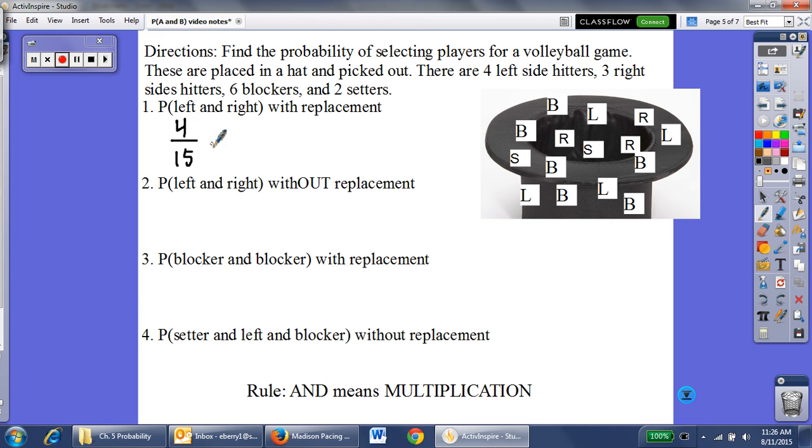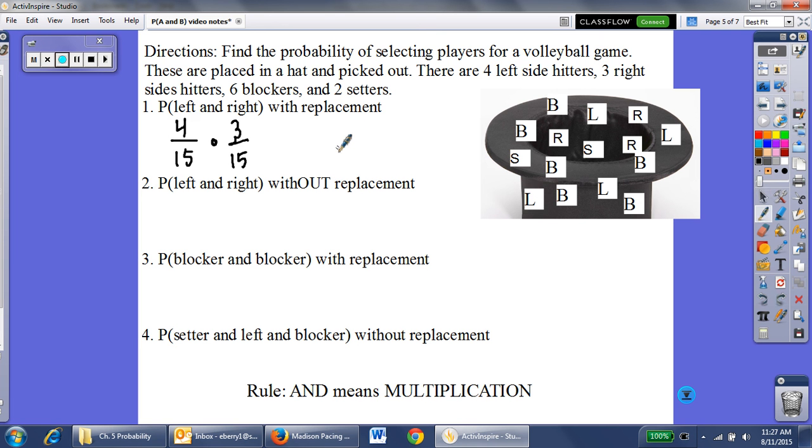So now we're multiplying the probability of getting a right side hitter. So look how many right sides there are. There's 1, 2, 3. So we're multiplying that by 3 out of 15. And again, the total is still 15 because when we drew him out on the first one, it says with replacement. So we put it back in the hat.